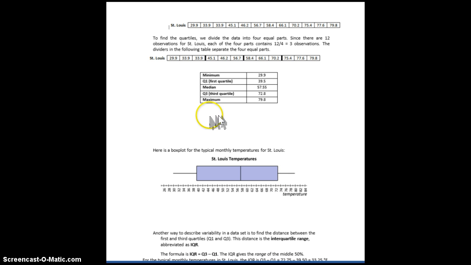Now, in each part of this, the first whisker here holds 25% of the data. This first rectangle on the left, 25% of the data. This rectangle here, 25% of the data. And this last whisker, 25% of the data.